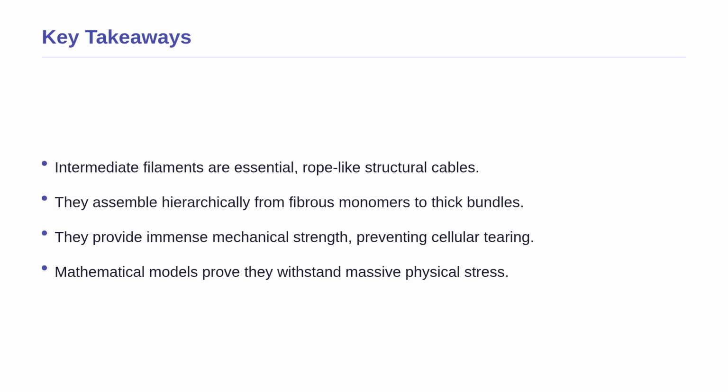We have covered a lot of ground today, so let us summarize the most important ideas. First, intermediate filaments are the essential rope-like structural cables that act as the cell's shock absorbers. Second, they assemble hierarchically from simple fibrous monomers into thick, overlapping bundles without structural polarity. Finally, they provide immense mechanical strength to eukaryotic cells, preventing them from tearing under physical stress.